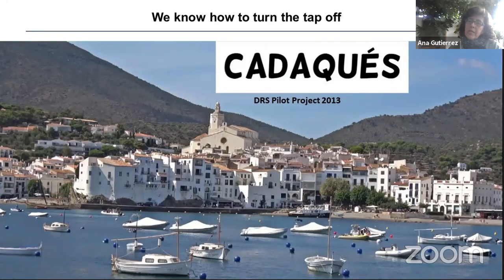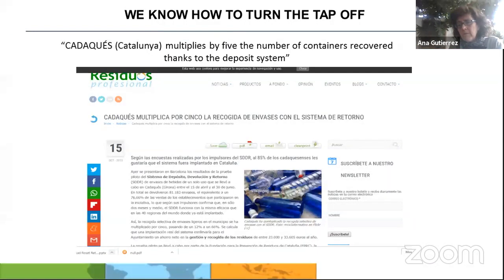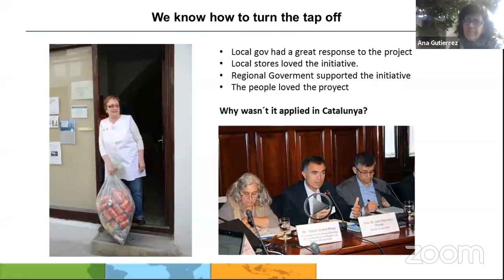Cadaqués is famous because it's where our favorite surrealist painter Salvador Dalí used to live, and Picasso and Duchamp had lovely holidays with him. It's a lovely village, but it doesn't have deposit, and it's a very touristy spot, and the beaches, the streets were full of containers. So we set up this pilot project. The results were fabulous. In just 2 months and a half, the containers recovered were multiplied by 5, from 50% before the test to over 75% and 90% in the last week.